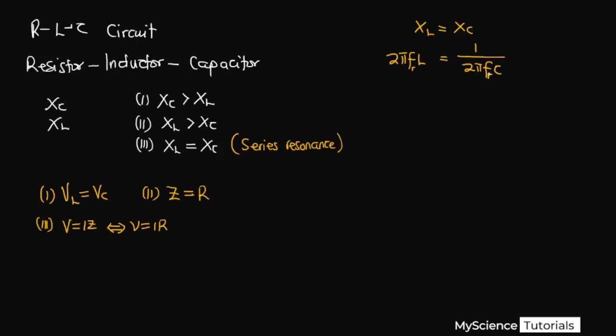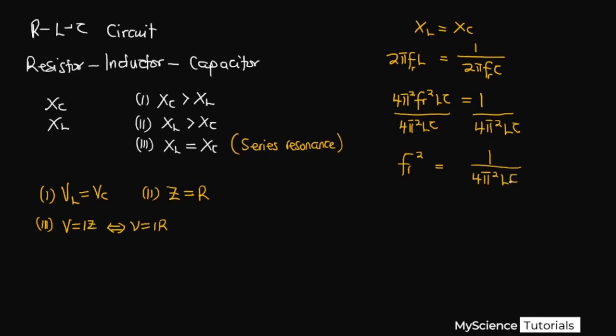So let's try to make the frequency the subject. If we cross multiply over here, we are going to get 4 pi squared FR squared LC, that is this multiplied by this, equal to 1. Now, because we want to make resonant frequency the subject, we divide both sides by 4 pi squared LC. So we have resonant frequency squared equal to 1 over 4 pi squared LC.